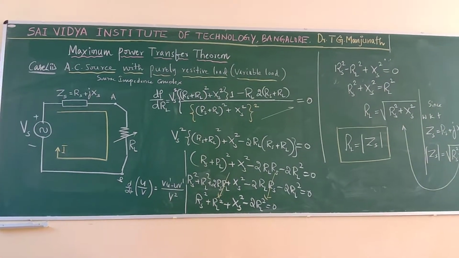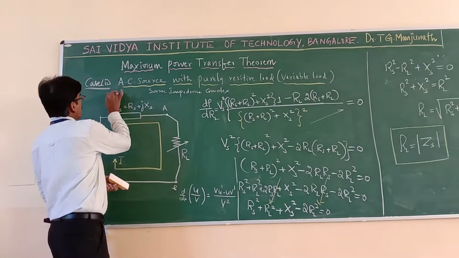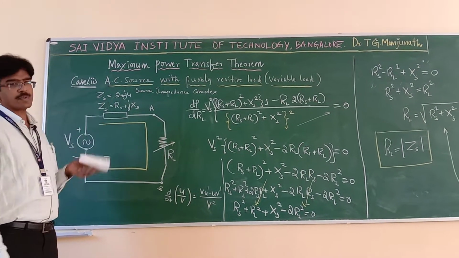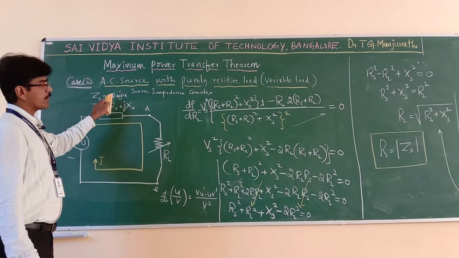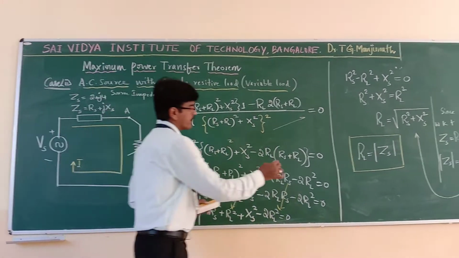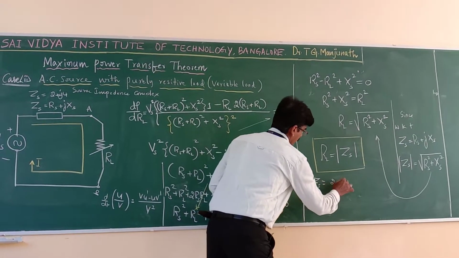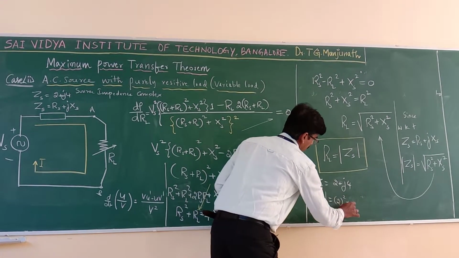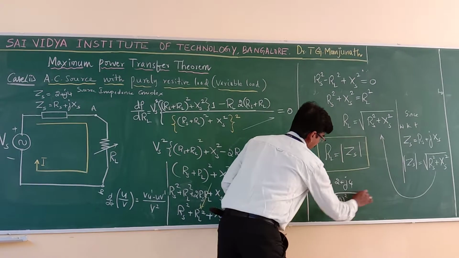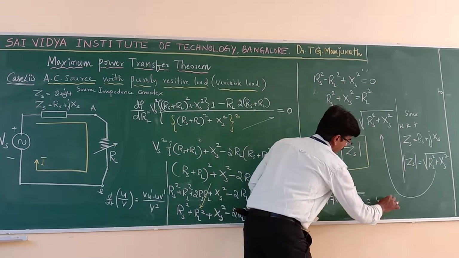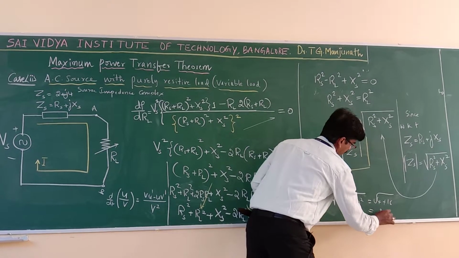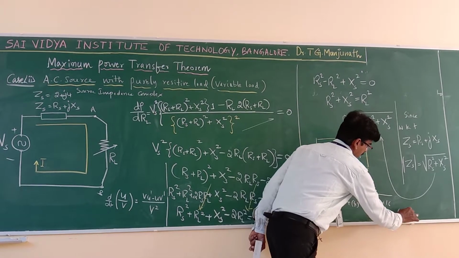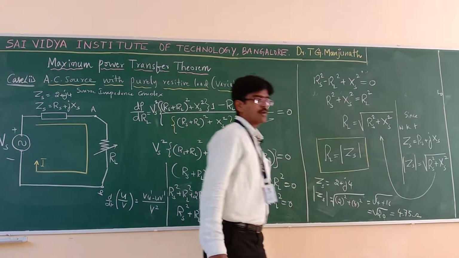Now, suppose ZS is equal to 2 plus J4, assume that this is the value of source impedance. Then what is the magnitude of this? So, if ZS is equal to 2 plus J4, its magnitude is given by root of 2 square plus 4 square, that is equal to root of 4 plus 16, that is equal to root of 20. So what is root of 20? It is around 4.7, say 5 ohms, 4.75 ohms.